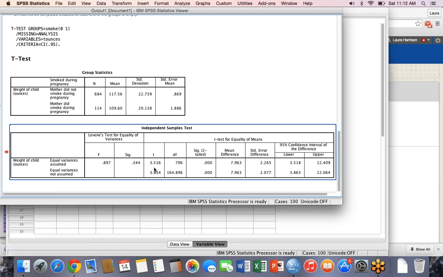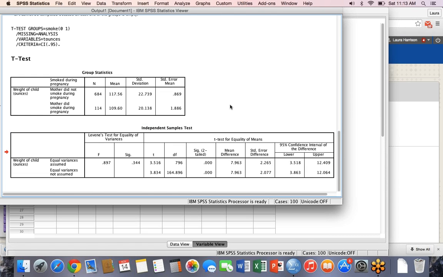So if we go across the top, we see that our t-score is 3.516, and our significance, or p-value, is 0.000. It's really just less than a tenth of 1%. It's probably 0.00001. It only shows you three significant digits here. So our p-value is less than 0.05, and if our p-value is less than 0.05, we can reject our null hypothesis. So that's basically how we would do this in SPSS.